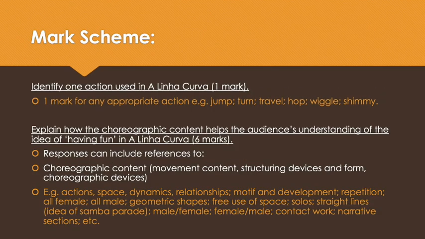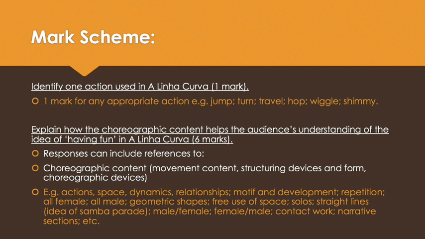Now that you have written your answers in relation to the 1-mark and 6-mark question, we can now go through the mark scheme for the questions. The 1-mark question asks you to identify one action used in Alina Curva. You will receive 1 mark if you identified an appropriate action, such as a jump in parallel position, for example, or shimmy with the arms in second position. Give yourself a mark.